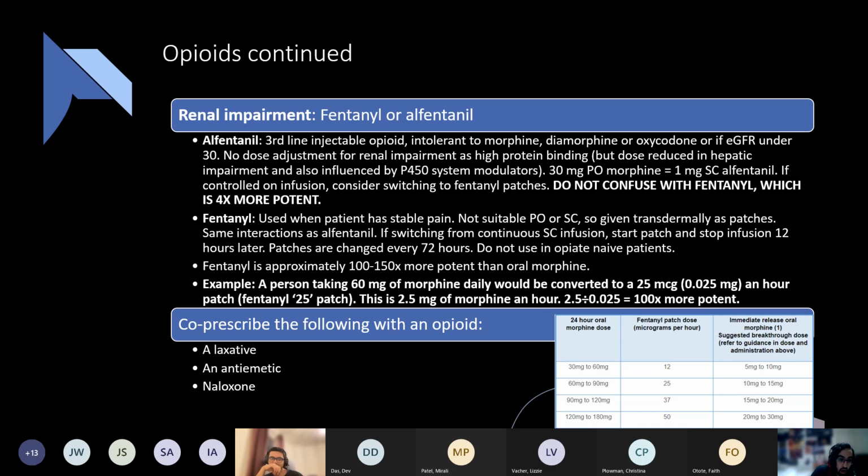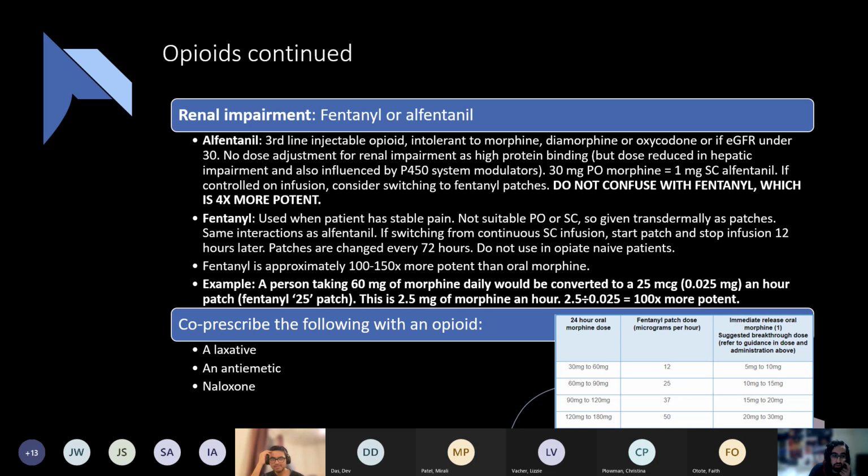So the conversions are there. Is it worth learning them? I wouldn't say so. Anush is shaking his head as well. I wouldn't bother learning them. I think a good rough value is to know it's about 150 times, and then you can convert from there. They are expressed as the hourly dose, so you'll see fentanyl 25, which means 25 micrograms per hour.